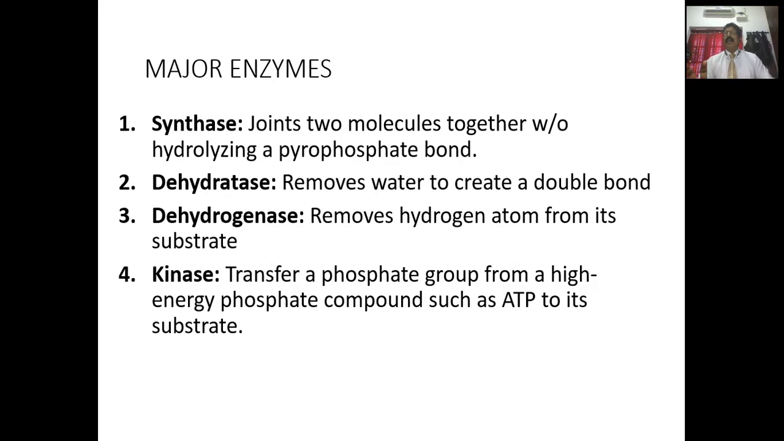Major enzymes which we come across in this study: synthetase. What it does is join two molecules together without hydrolyzing, with or without a pyrophosphate bond. And you can see dehydratase removes water to create a double bond. Dehydrogenase removes hydrogen atoms from its substrate. Kinase transfers a phosphate group from a high-energy phosphate compound such as ATP to its substrate.